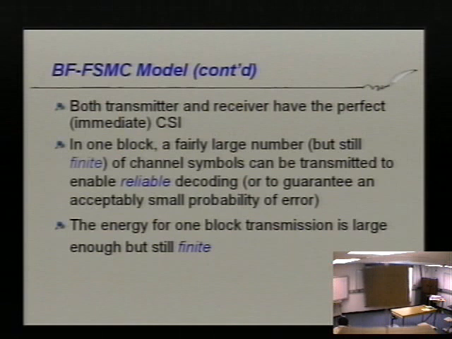in one block, a fairly large number of channel symbols can be transmitted to enable reliable communications or to guarantee an acceptably small probability of error. So with a similar approximation here, we can also assume that the energy consumed for transmitting one block of channel symbols is large enough but still finite. So with these two assumptions, we can assume that the maximum throughput we can achieve in one block time actually is very close to the capacity of the AWGN channel if using the optimal transmission coding scheme.